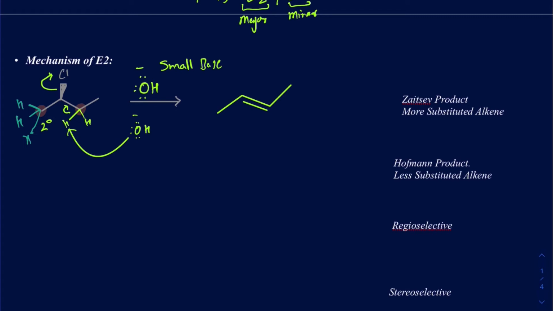So what does that really mean when we talk about a more substituted alkene? Well, on the double-bonded carbons, I clearly have 2 alkyl groups, or 2 R groups.